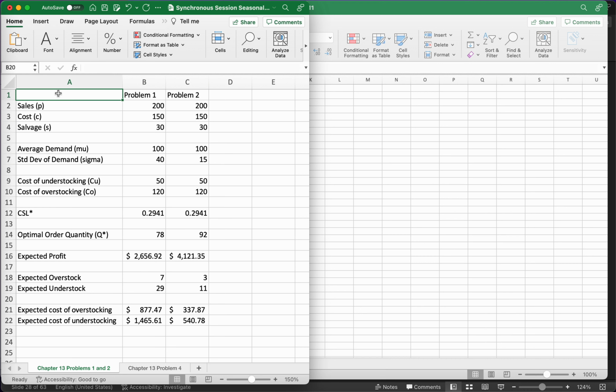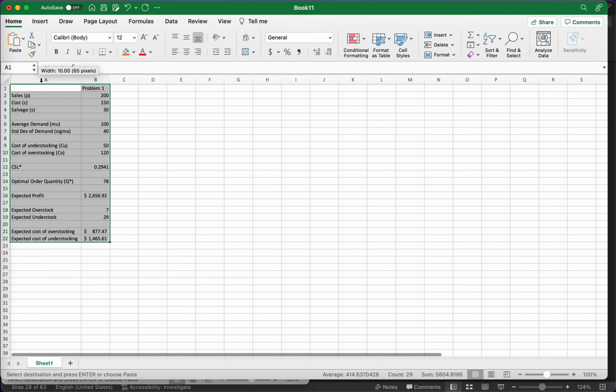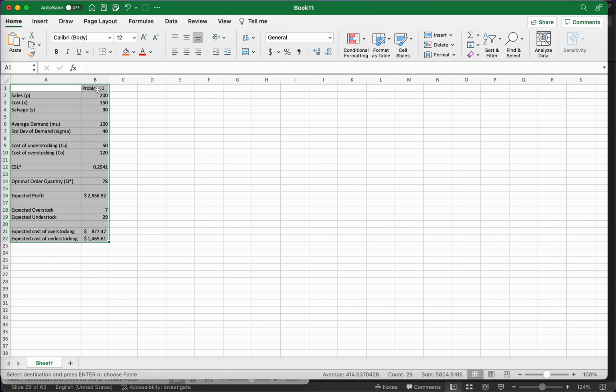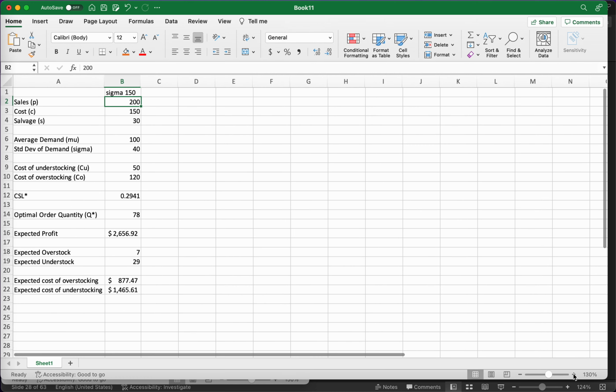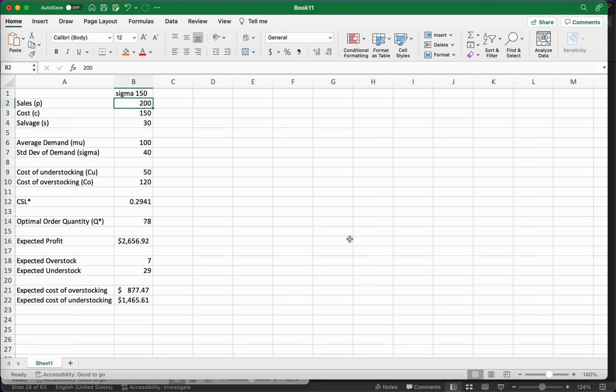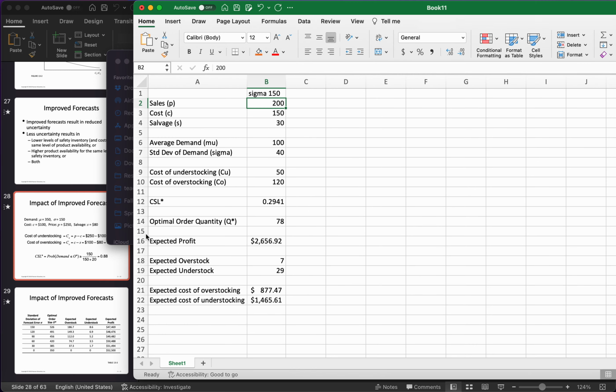So what I'm going to do is I'm just going to copy my formulas over into this new file that I have here, right? So I'll say sigma is 150. So sigma is the standard deviation. So you'll notice that in this case, what we're trying to do is we're trying to see what happens when the standard deviation changes and all the things that go with that.